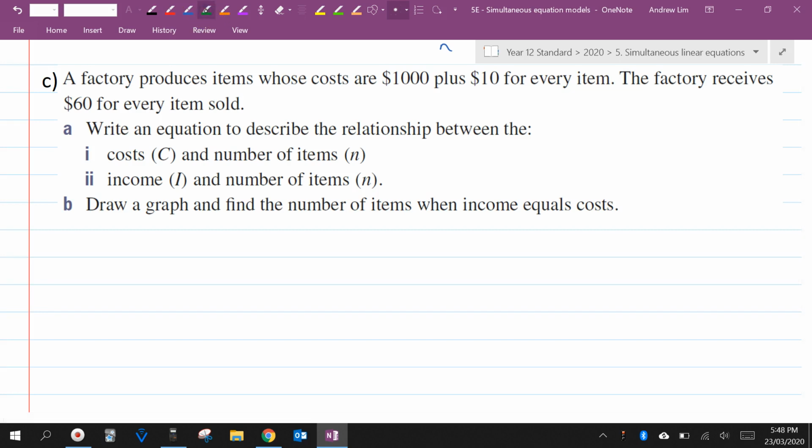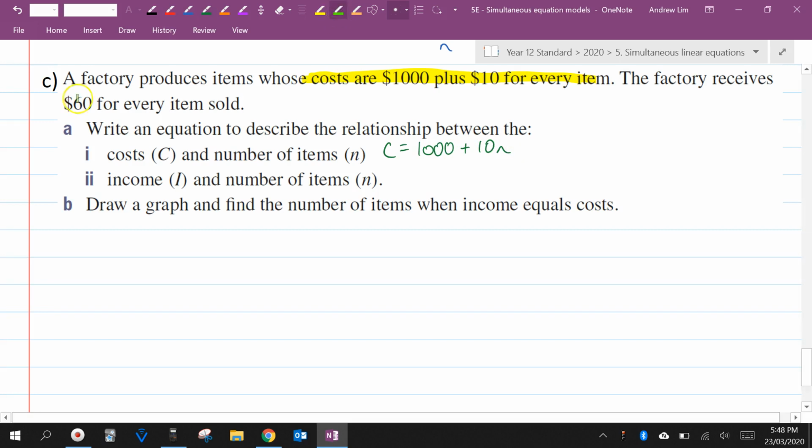Okay, so a factory produces items whose costs are $1,000 plus $10 for every item. The factory receives $60 for every item sold. So cost. All of this has to do with cost. So we're only looking at those numbers. The cost is equal to 1,000 plus $10 for every item sold. So 10 times N or 10N.